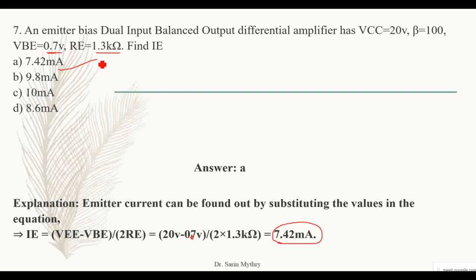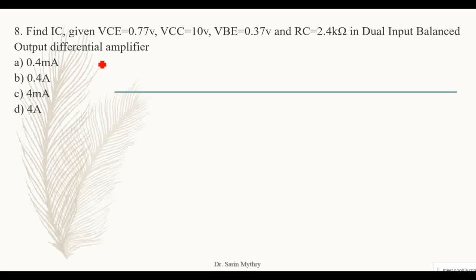Now let us enter into the next one. Eighth one, find IC, that's the collector current. Some values are given to us: the collector emitter voltage is 0.77 volts, VCC equal to 10 volts, VBE, the base emitter voltage, is 0.37 volts, and RC is equal to 2.4 kilo ohms in a dual input balanced output differential amplifier.